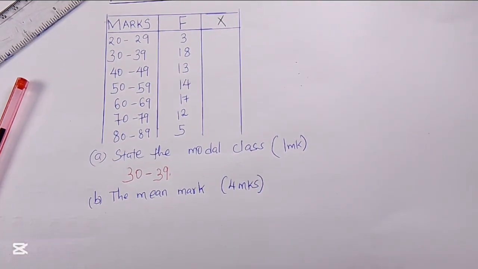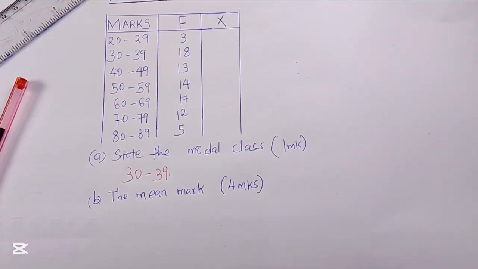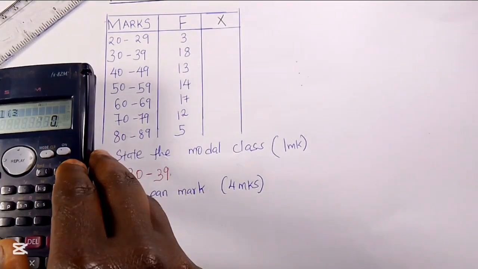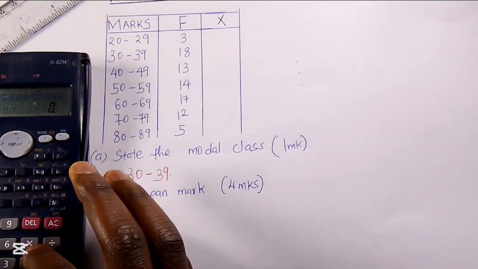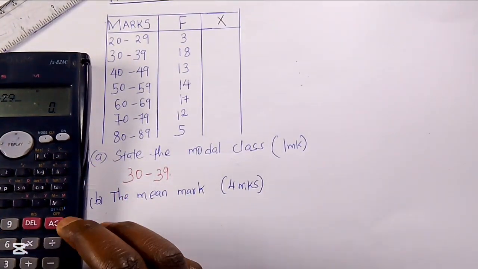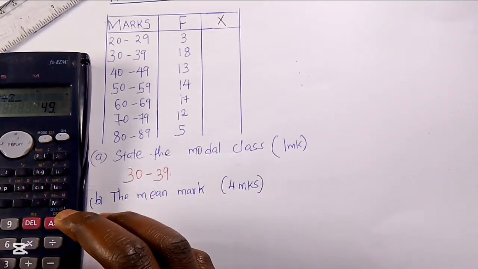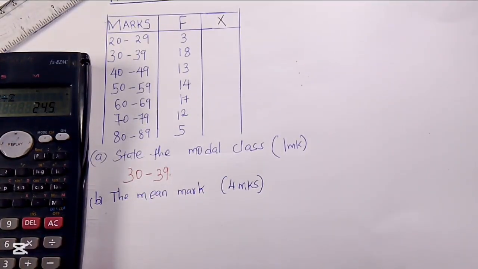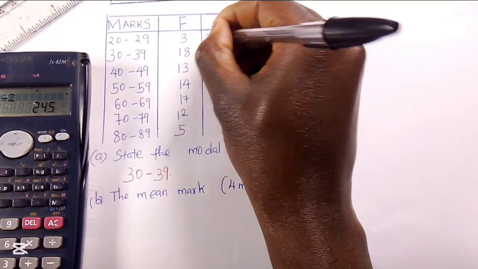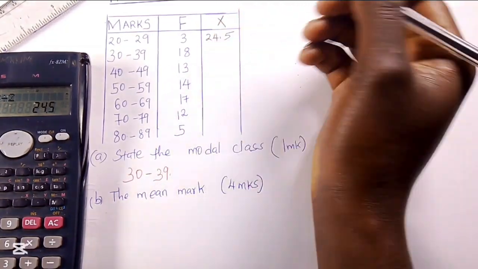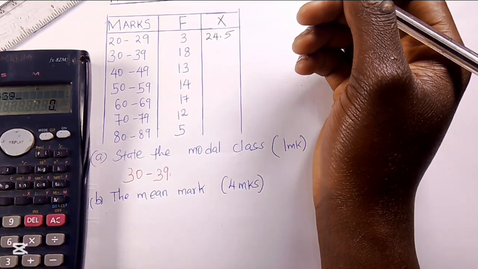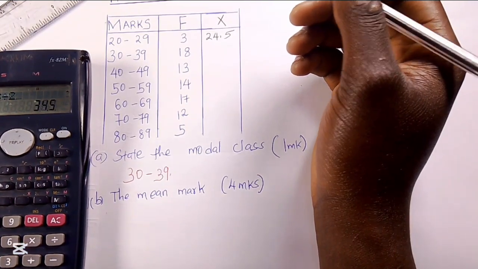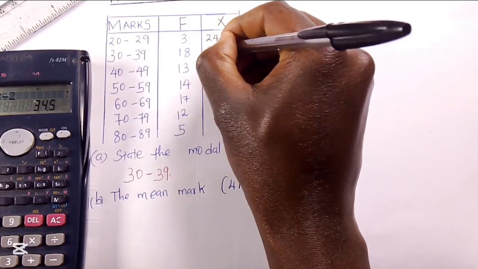And how do we determine the column X? X we said is the class midpoint. So we are going to take 20 plus 29, then we divide by 2, and we will get our class midpoint as 24.5. Then we take the second one, 30 plus 39, divide by 2, it will be 34.5.